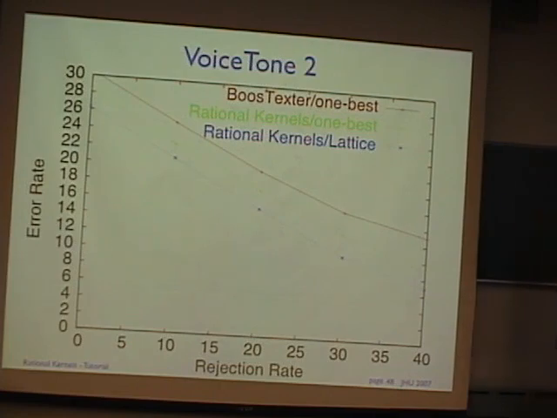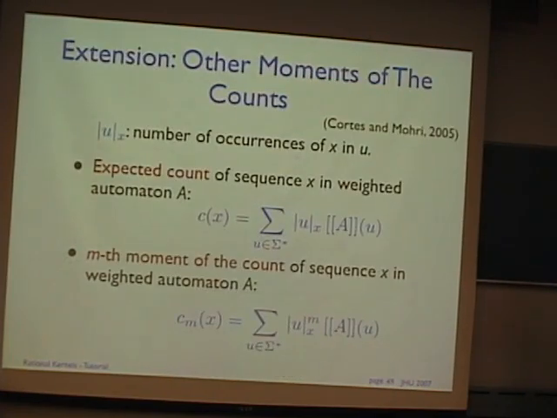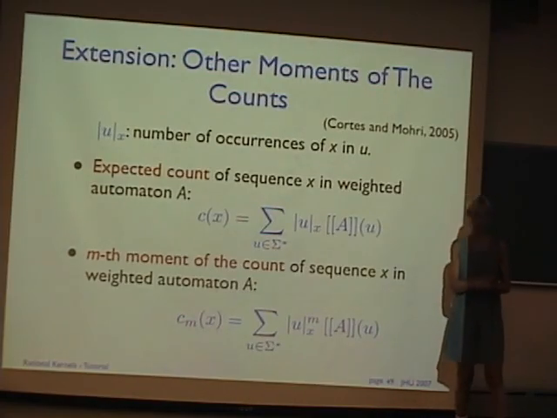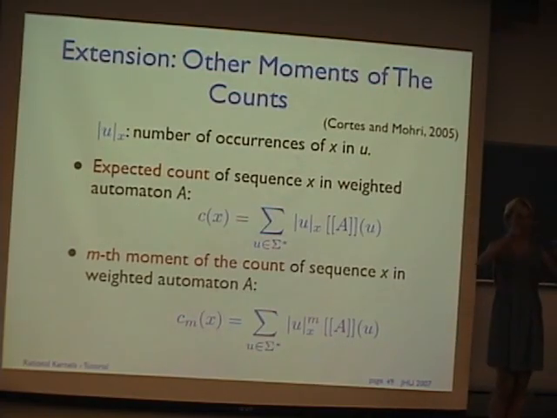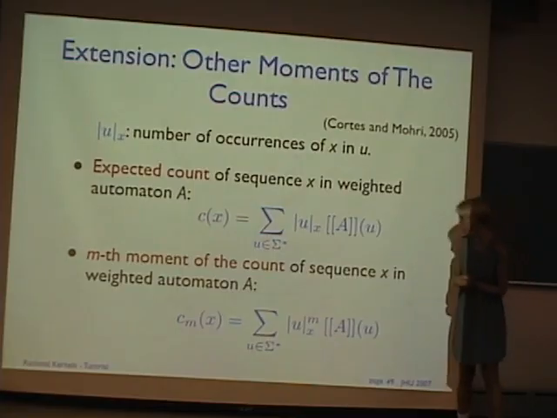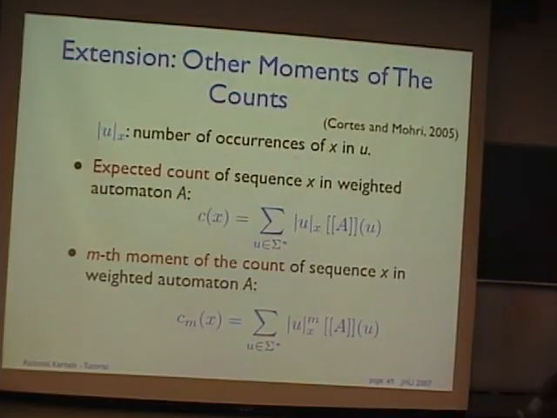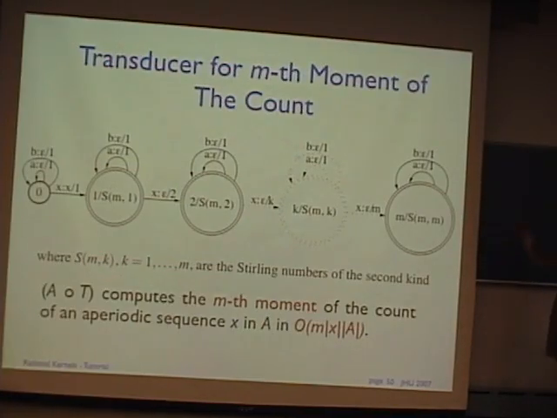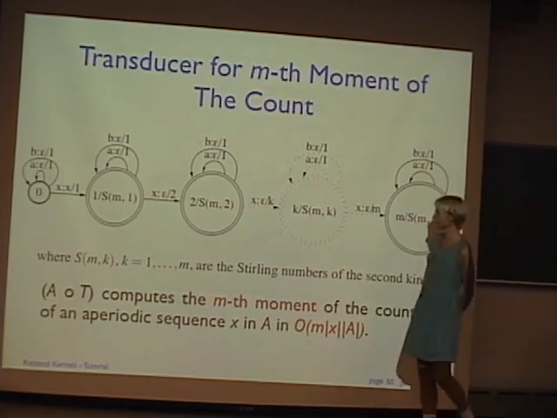So we made this extension also, as I said, we looked at the variance and how much weight is associated to a given n-gram in the lattice. Does it always come with about the same weight over the various paths, or does it come with a variance? And it turns out that you can also compute the variance using a transducer. And I'll just show you a picture of the transducer. It looks pretty, right? It's a little bit more complicated to deal with.